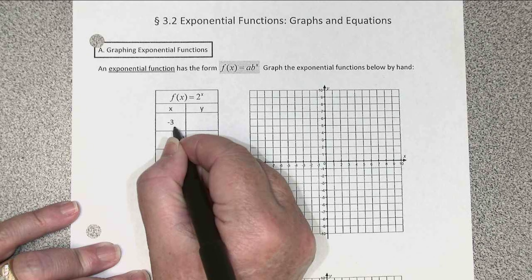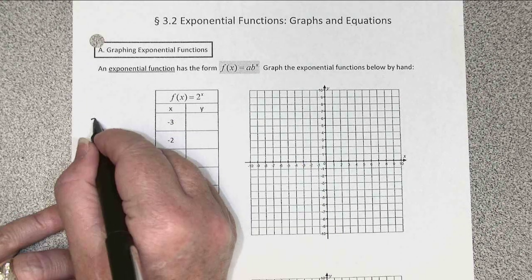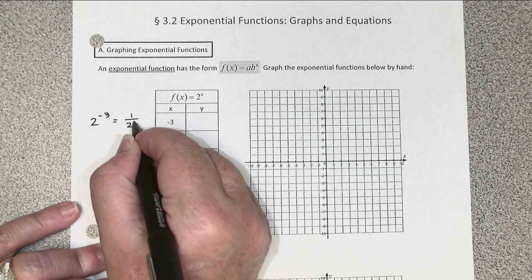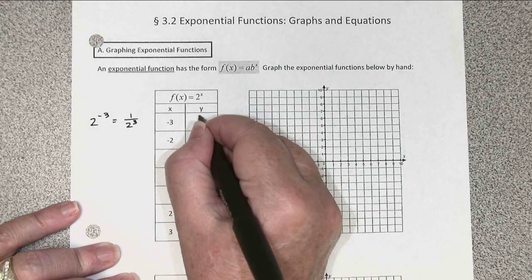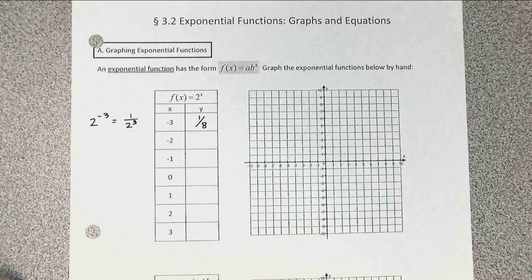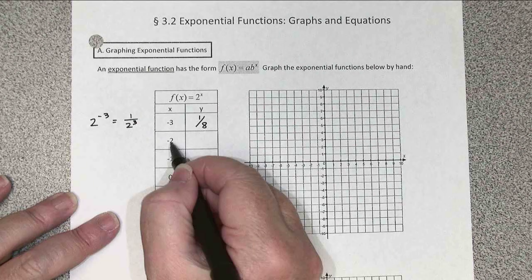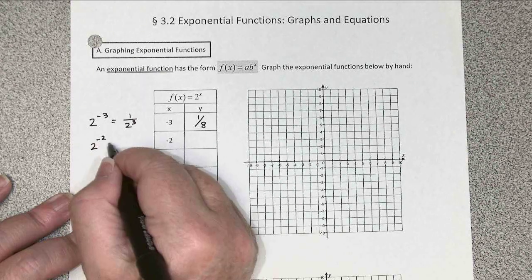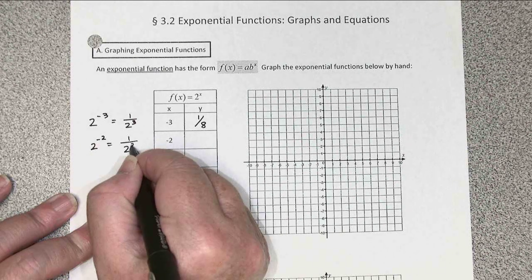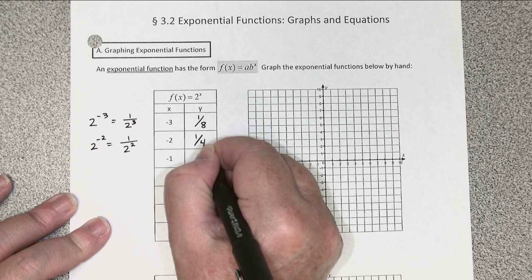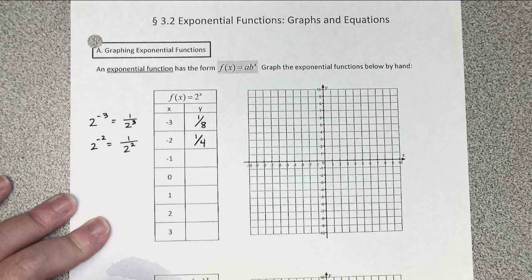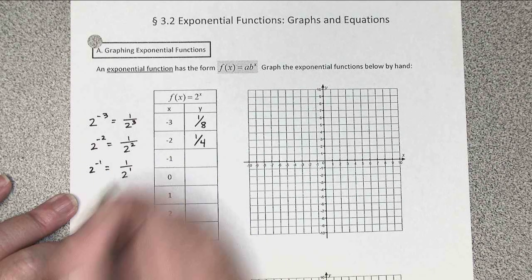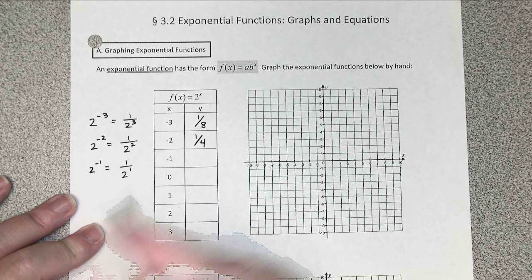If x is negative 3, and I plug that in, I would have 2 to the negative third, or 1 over 2 cubed, which would be 1/8. Plugging a negative 2 in for the x would give me 1 over 2 squared, or 1/4. And plugging a negative 1 in for the x gives me 1 over 2 to the first, which is just 1/2.